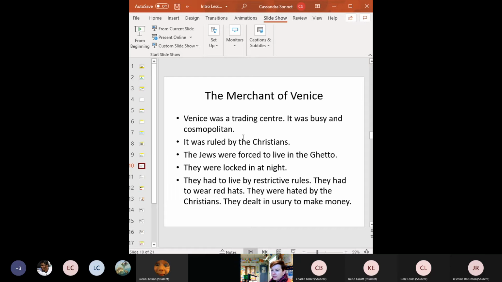So in your own words, make sure you people at home have something that you could be writing on. Okay. So just have a piece of paper. So the Jews were forced to live in a ghetto, and they were locked in at night. So we'll be looking in a little bit more detail. So they had to live by restrictive rules, and they weren't allowed to do loads and loads of things. And they had to wear red hats, so if they went out, everyone could tell that they were Jews, and they were hated by the Christians.